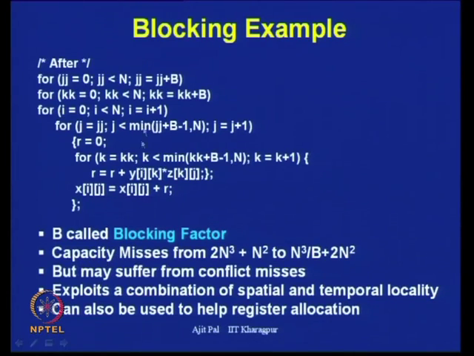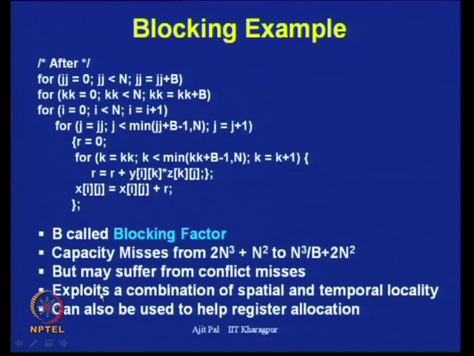Because of this blocking, the capacity misses reduce from 2n cubed plus n squared to 2n cubed by b plus 2n squared. So, you can see by having a large number of blocks, you are dividing n cubed by b, and that will reduce the capacity misses significantly, because you are transferring in only a small block instead of transferring the entire rows and columns, and as a consequence your capacity misses will be much smaller.